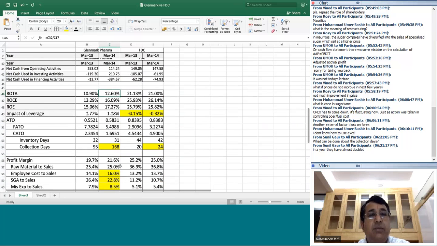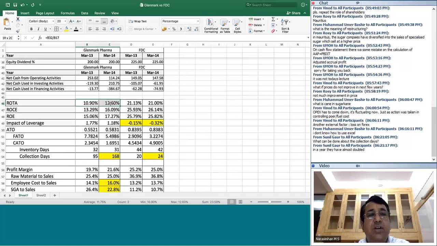Okay, coming back to that, why has this improvement happened? What causes this increase? These numbers are better than last year's numbers. What causes that one? It is to a small extent asset turnover ratio, but to a large extent profit margin. 19.7 has become 21.6. That is what is contributing to the improvement. Whereas the asset side is not contributing. It actually deteriorated. 95 has become 168, which is a deterioration. So this is what this company has to look into.